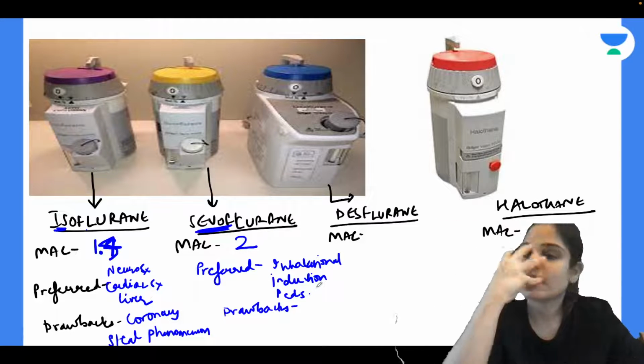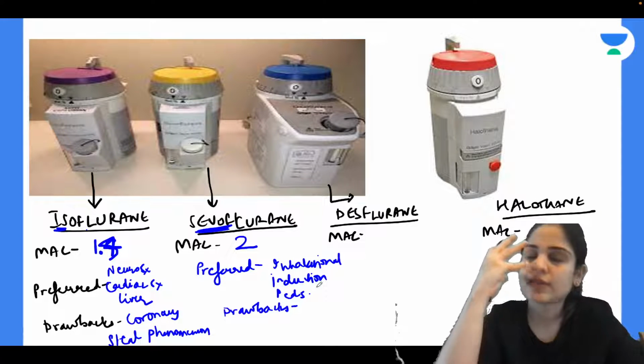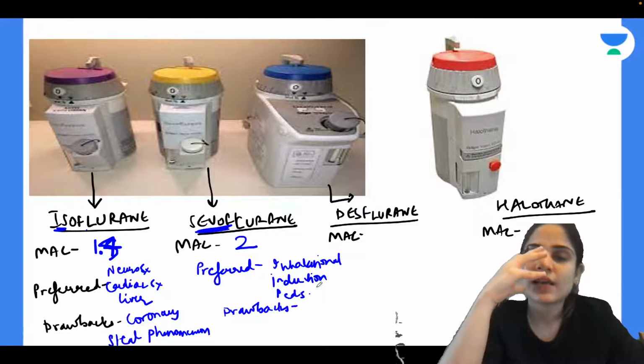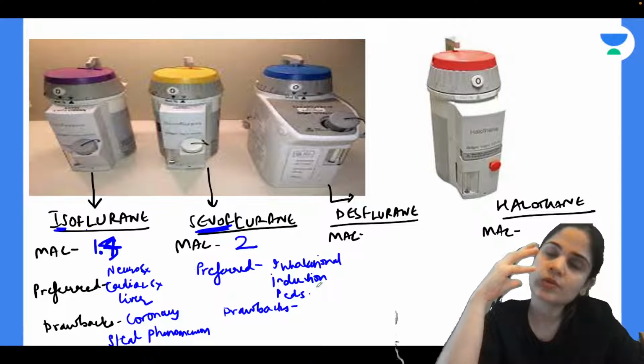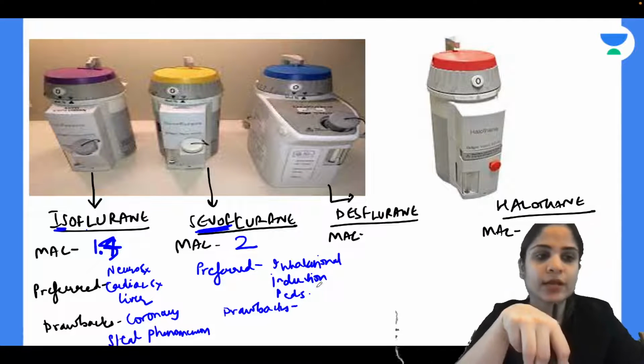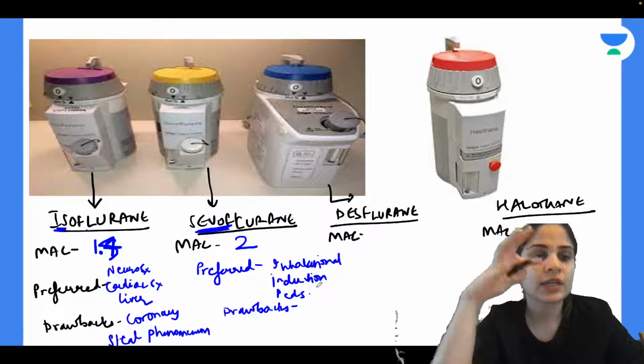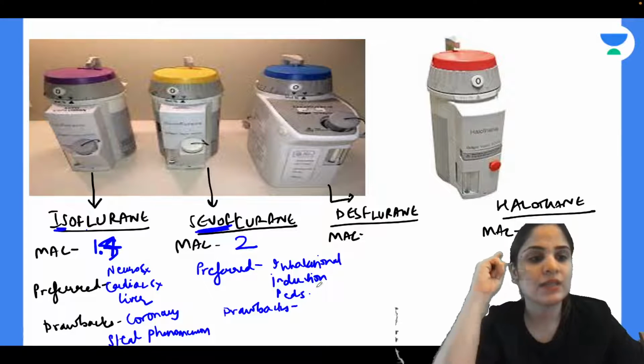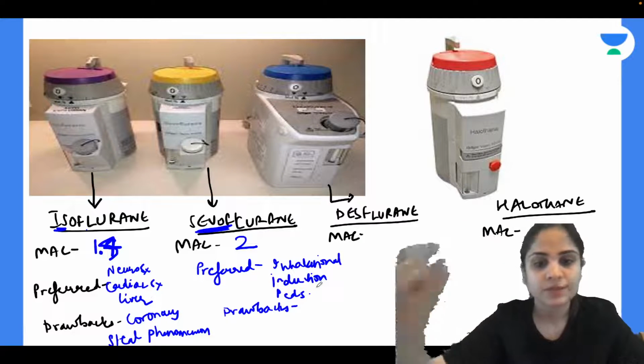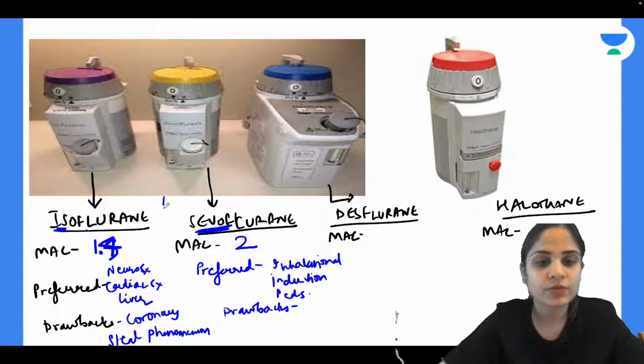So instead you hold a mask, tell them to smell sevoflurane. It's very nice and sweet smelling, and while smelling sevoflurane they go off to sleep. Once they go off to sleep, you put an IV line in them. So that is called inhalational induction. Okay, now sevoflurane is preferred for inhalational induction because it's very, very sweet smelling. That's why. Now what are the drawbacks of sevoflurane?